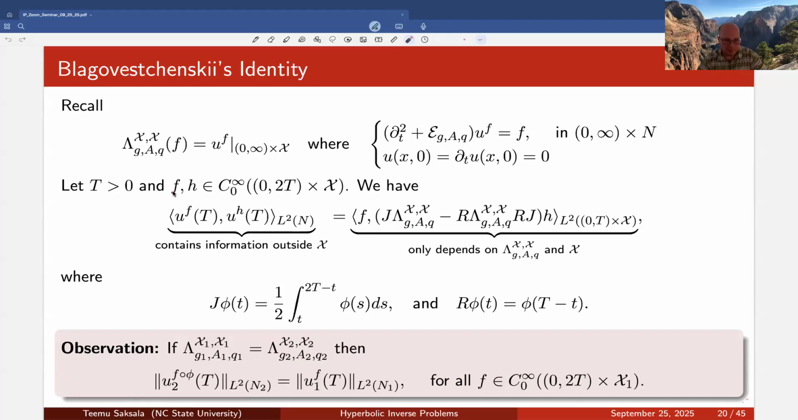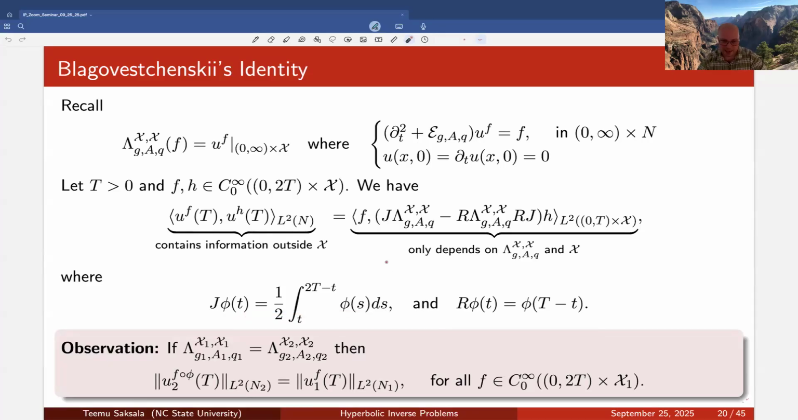It basically says that if I look at two sources and look at the waves of these two sources at some time t, I can compute their L2 inner product by just using what I already know: the source-to-solution operator, and then these two operators R, which is a time reversal, and this J, which is this compressing operator or something like that.